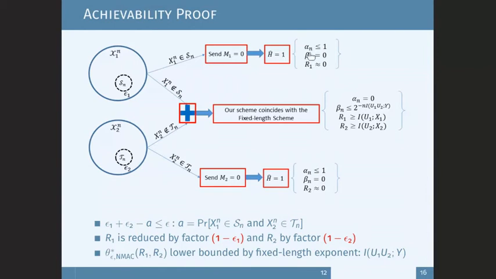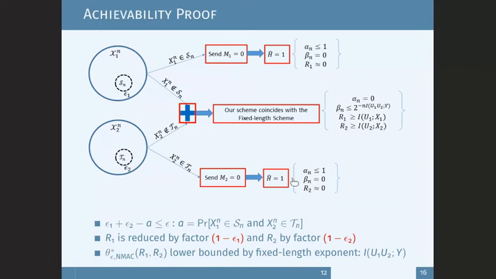But we have to take into consideration that the union probability of being in this set and in this set is equal to being in Sn plus being in Tn minus being jointly in both of them. And the joint probability that we call A here, if it is not 0, then we are not respecting the type 1 error constraint that alpha n should on average be less than or equal to epsilon. So in this achievability scheme, the only case where we coincide with the fixed length scheme is if X1n is not in Sn and X2n is not in Tn.